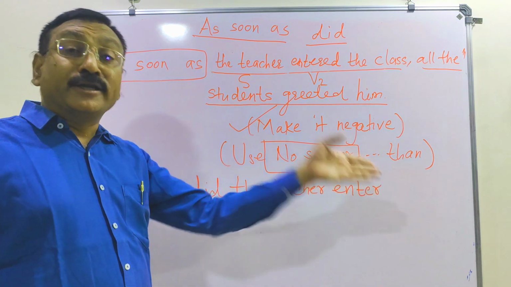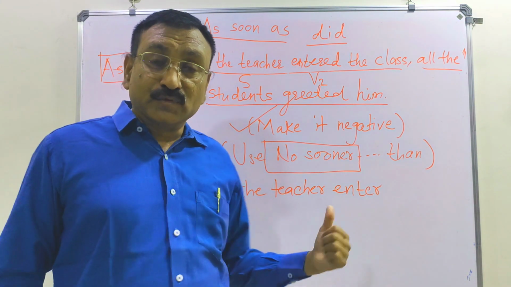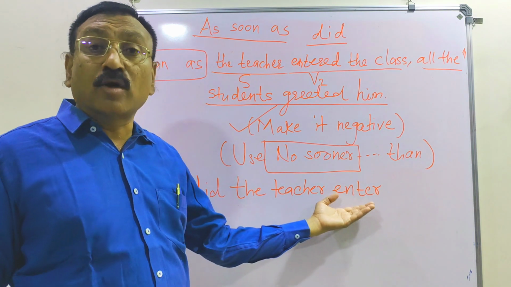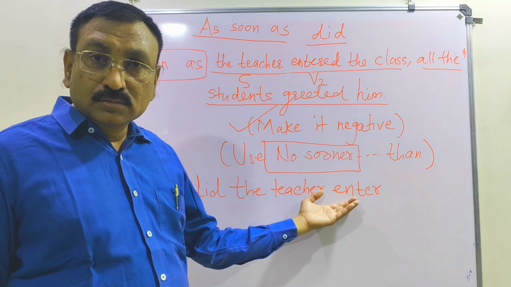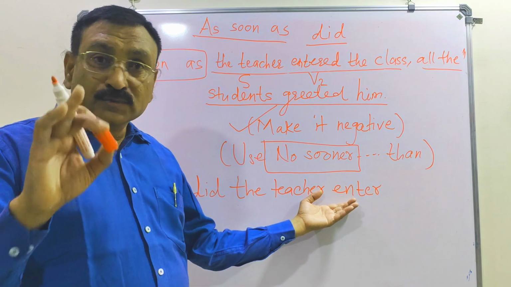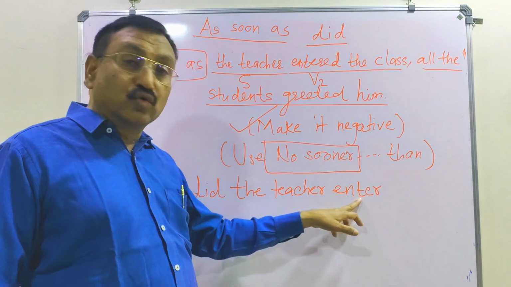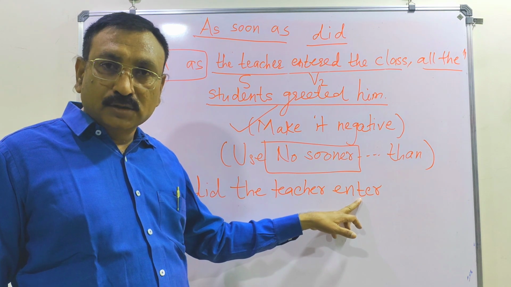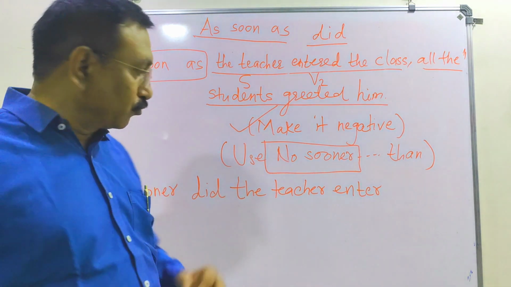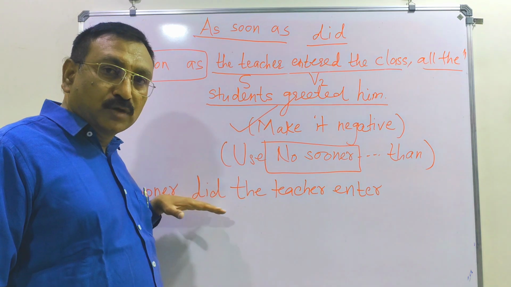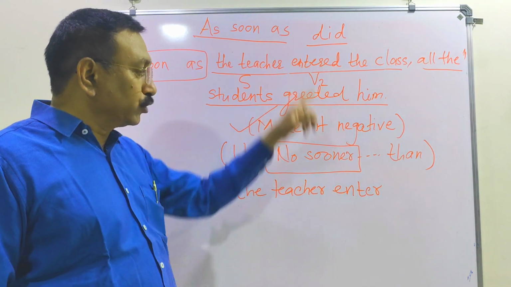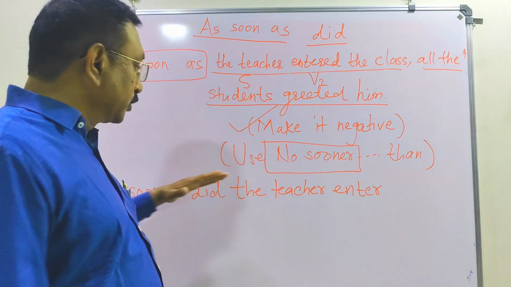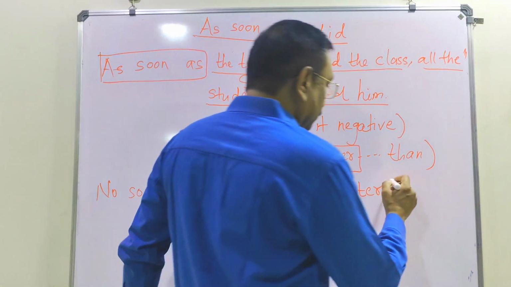Many students make a mistake here. They use did and they also use the second form of the verb, and that's wrong. You may lose marks if you use did as well as V2, the second form of the verb. Your sentence will be wrong. So be careful, be alert. Once you have used the auxiliary verb did here, convert V2 into V1. Don't forget it. And continue the sentence. No sooner did the teacher enter the class.